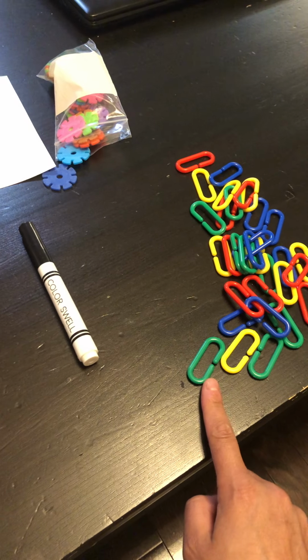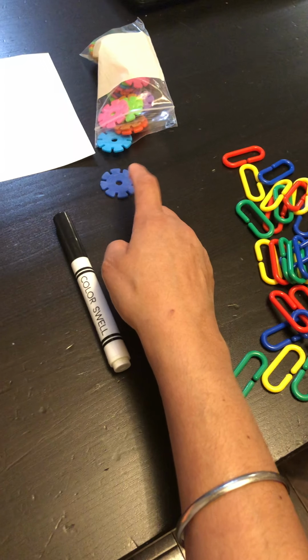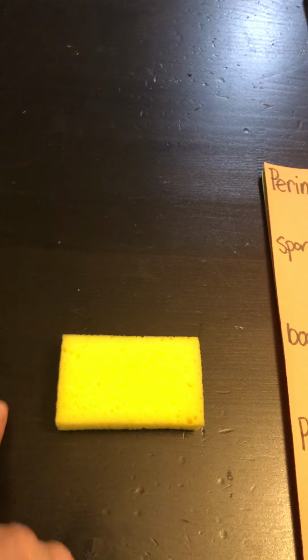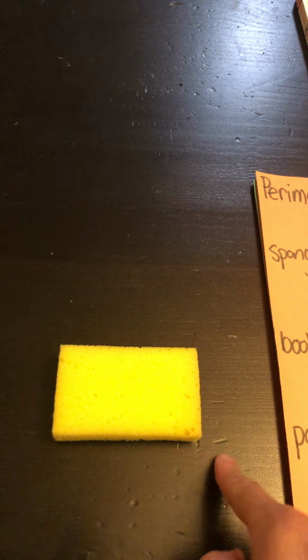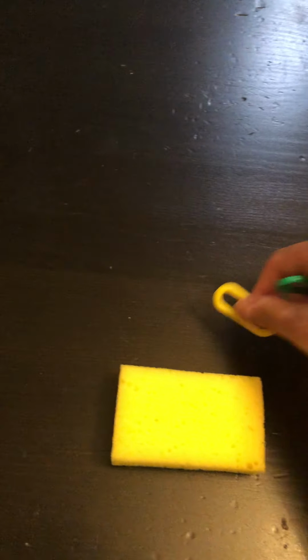So I'm going to use the linking cubes and these flower lacing manipulatives for my daughter. We're going to start off with the sponge. I'm going to be measuring the distance around the sponge, and I'm going to use the linking cubes for this.